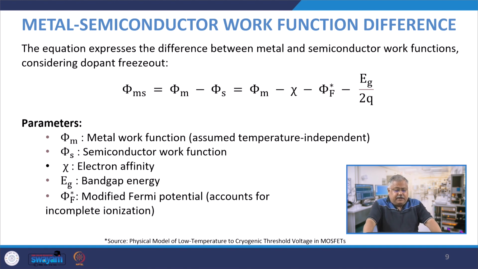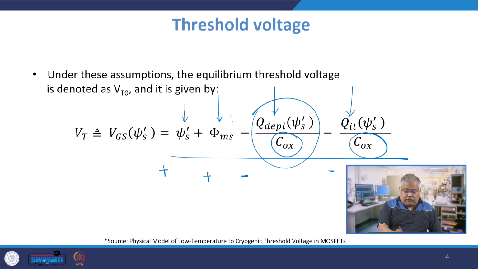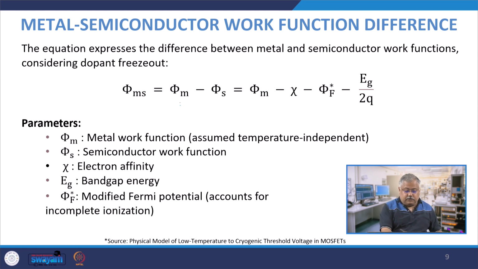Now, if you look at the metal semiconductor work function difference, so now we will look into the individual terms. This, if you remember, was the final expression which you see. Now, we will take each one of them and try to break it down into various factors. So, phi ms is equal to phi m minus phi s, where phi m is the metal work function and phi s is the semiconductor work function. And therefore, I can write phi m minus phi s as minus chi minus phi f star minus Eg by 2q. Eg by 2q because half of it is basically the intrinsic level, where Eg is the band gap and phi f star is the modified Fermi potential, which therefore accounts for the incomplete ionization in a sense.